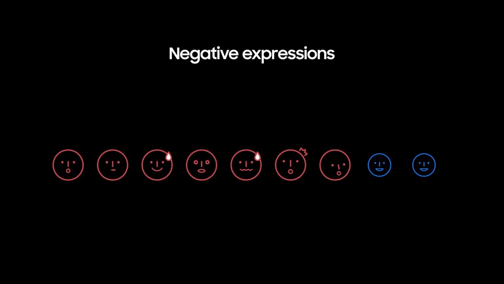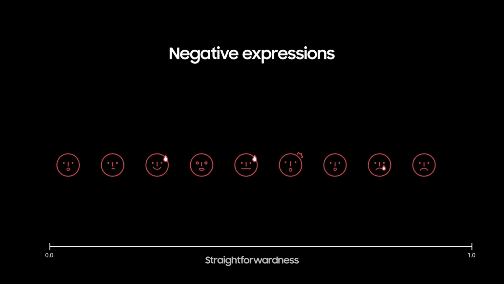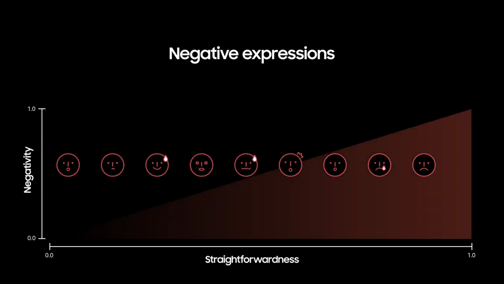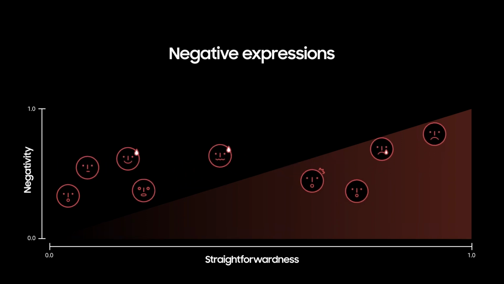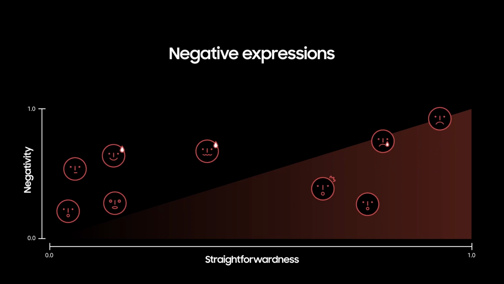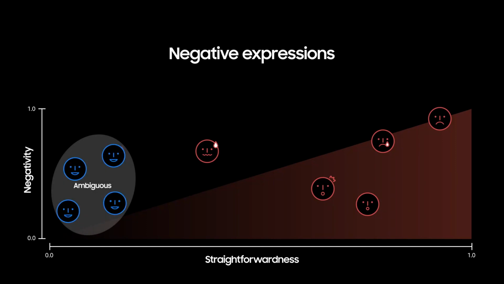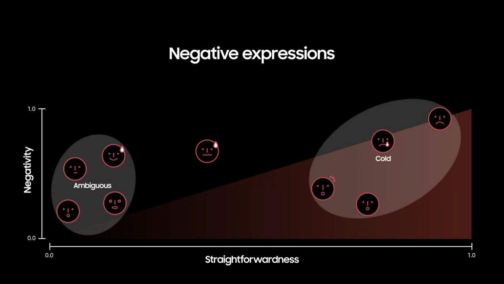There are many different ways of expressing negative emotions. We created a diagram that represents how straightforward and negative our micro-animations look to our users. Let's take a look at the diagram. From our study, we discovered something. Some animations were too ambiguous to deliver clear meaning. Other animations were too straightforward, they almost feel cold.